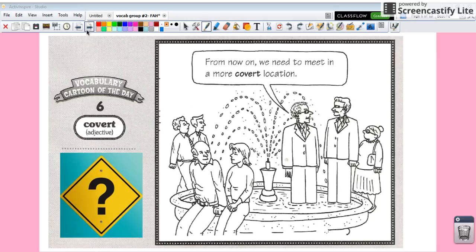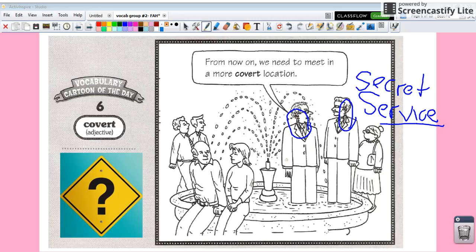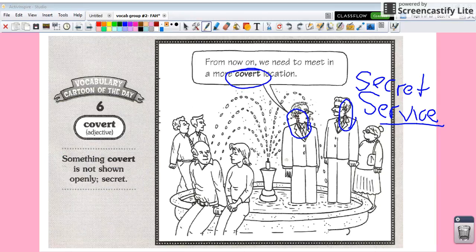Okay, next is covert. From now on, we need to meet in a more covert location. All right, so if I look at the picture, I can see that these 2 guys, they look like they're Secret Service or spies because I can see they've got the little headphones in their ear. They've got the glasses. They're dressed in dark suits. So they kind of look like the Secret Service. And Secret Service has to protect the president and other politicians. So they can't really be obvious about what they're doing. And yet here they're trying to have a meeting in the middle of a fountain, which to me is the opposite of what I think of when I think of Secret Service or spies. So they want to have a more hidden location.